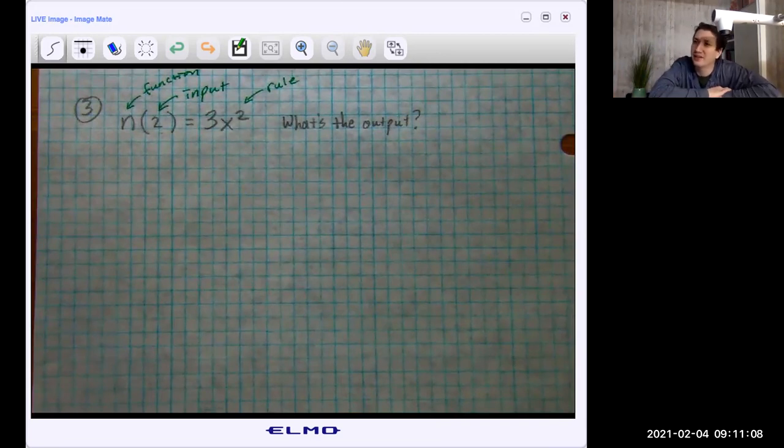Aren't functions weird like that? It's like it has a letter and then a parentheses and then the rule. You have to be careful with order of operations, right? Order of operations says do exponents first and then do multiplication after.